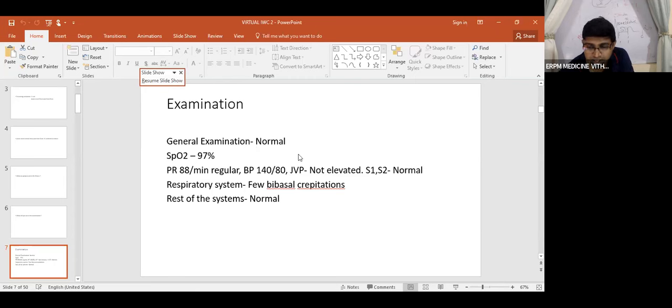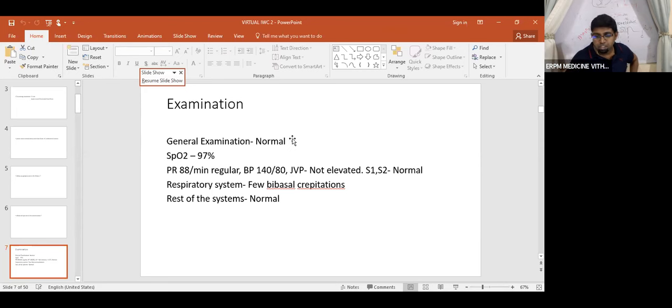You check the JVP, jugular venous pulse. It is not elevated. The first heart sound and second heart sound are both normal. You look at the lungs because you know this is a heart attack. This is an MI, acute coronary syndrome. It can be complicated with heart failure. So if you look at the lungs, there are a few crepitations at the bases.